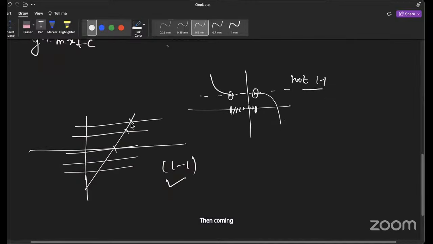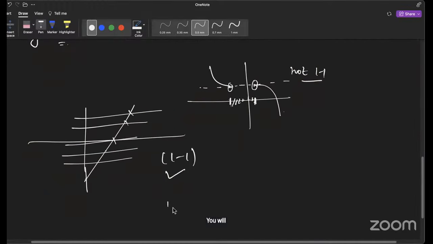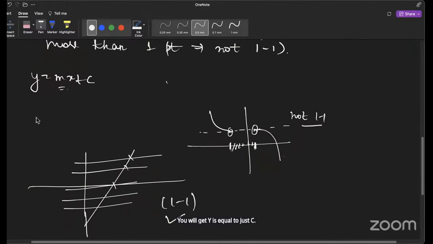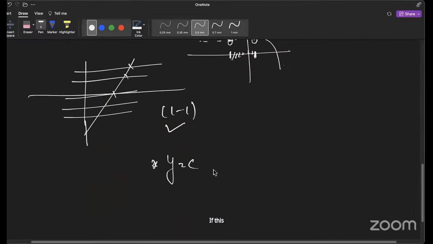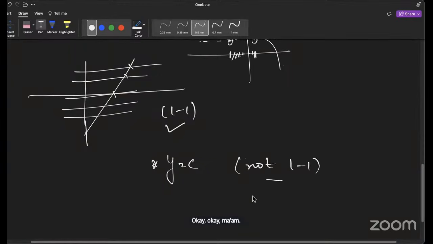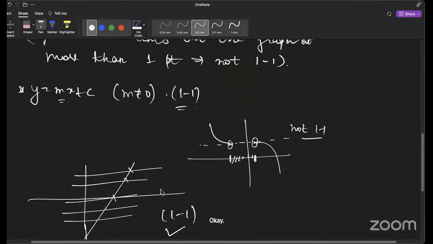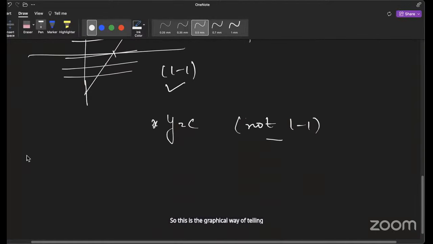Then coming to the constant one, if you take m=0 here, you will get y equals just c. So you need to make sure that your m is not 0 here. If your m is not 0, then this is 1-1. If m is 0, then this is obviously a constant line. All points take the same value, so not 1-1. Okay, ma'am. This is the graphical way of telling if your function is 1-1 or not.